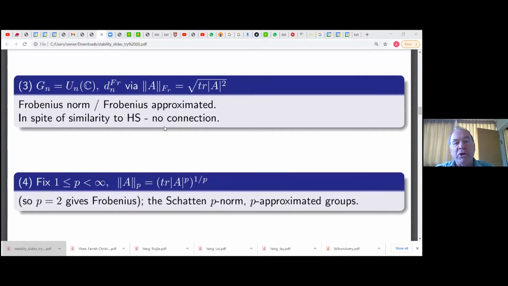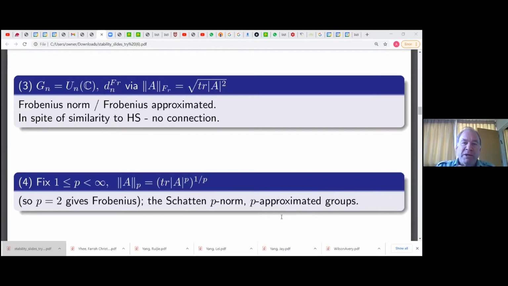The next example will show you that not only do we have two different problems, we have uncountably many different problems, because for every p, where p is not a prime as we algebraists like, but p as the analysts like to say, is any number between 1 and infinity. We can take what is called the Schatten p-norm. We take the absolute value of A to the p power, we take the trace of it, and then we take 1 over p. If you think about it, it's more or less like the l^p norms of the eigenvalues. So I can talk now about p-approximated groups. For every p, it's a different problem.